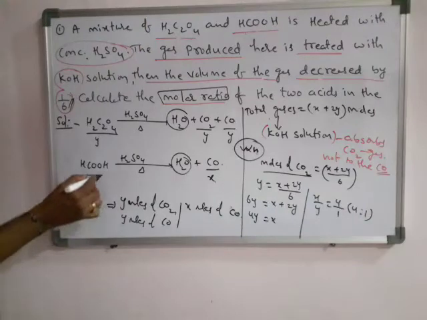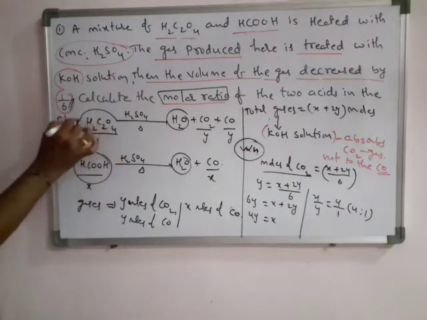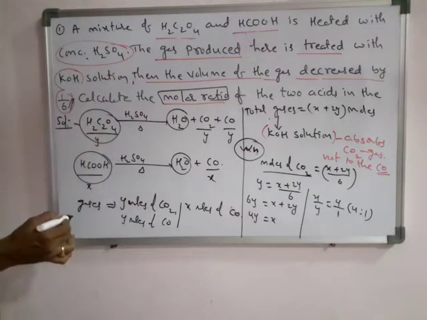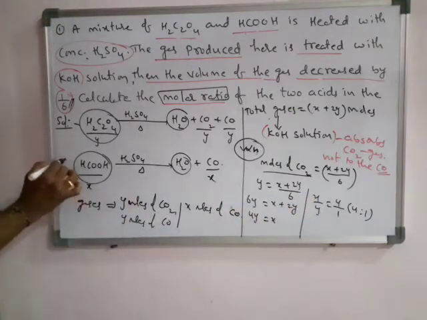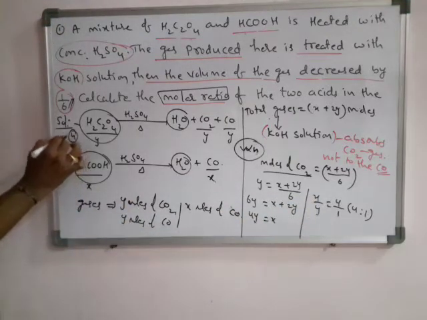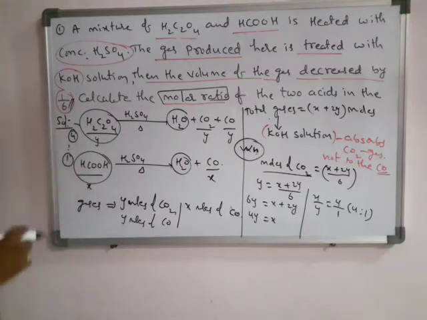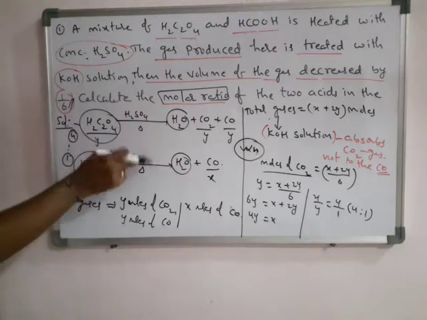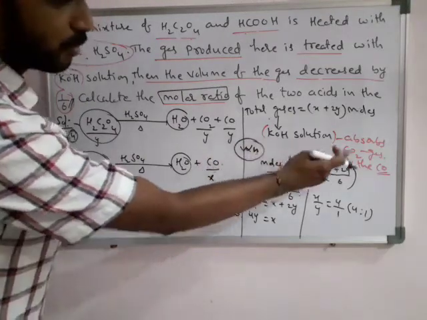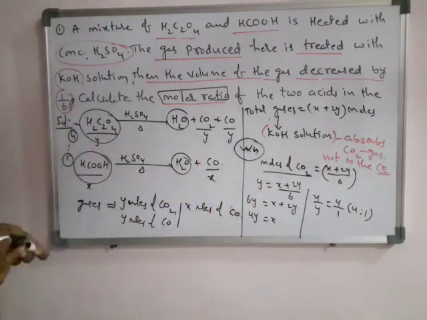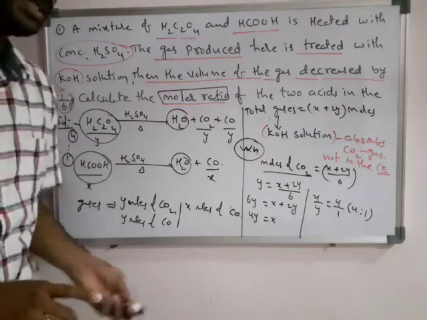Means the ratio of formic acid and oxalic acid is 4:1, where X is formic acid. They are in the ratio of 4:1. Okay. Just we need to remember these reactions, and this point that KOH solution absorbs only CO2 gas, not the CO gas. Okay. So let's see the second one.